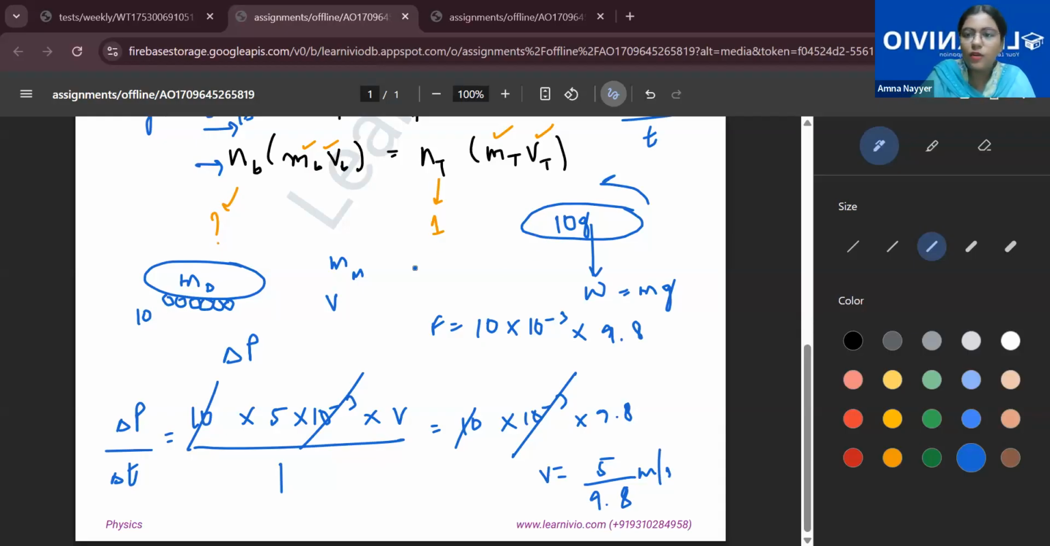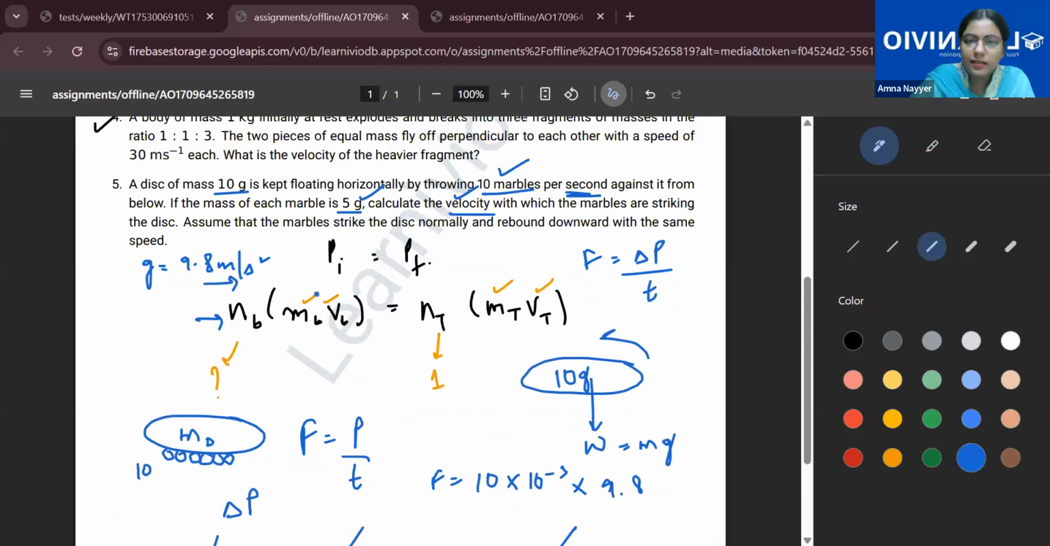Now, what is the formula of force in terms of momentum? F equals P by T, momentum by time, the rate of change of momentum. That was Newton's second law. Now, momentum, time and force, these are three things here. Okay, let's understand the velocity of the marble, the momentum of the marble. If I want you to calculate the momentum of the marble, how will you calculate? Mass into velocity. For one marble, it is mass into velocity.